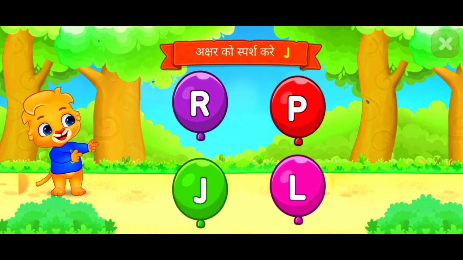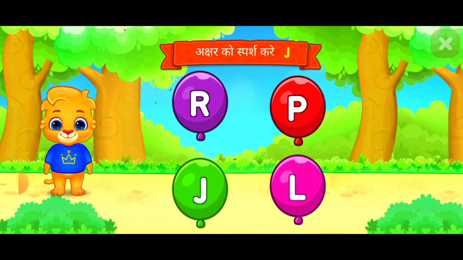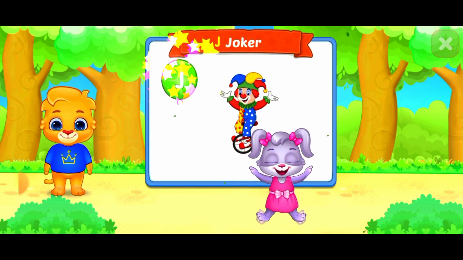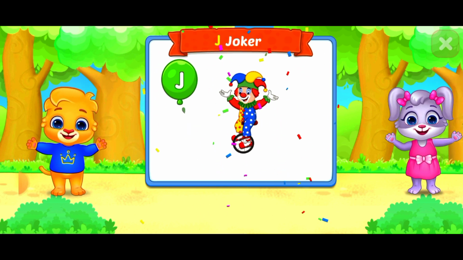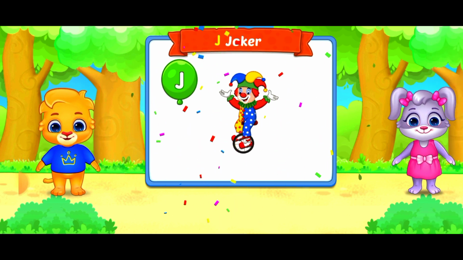अक्षर को स्पर्श करें। J. J is for joker.